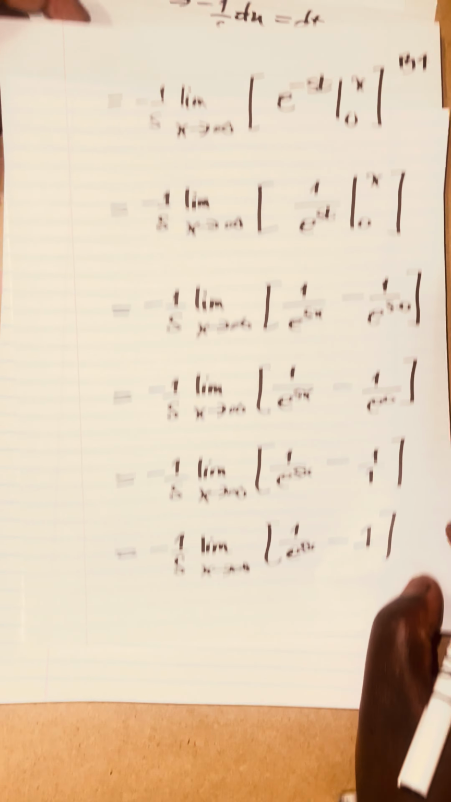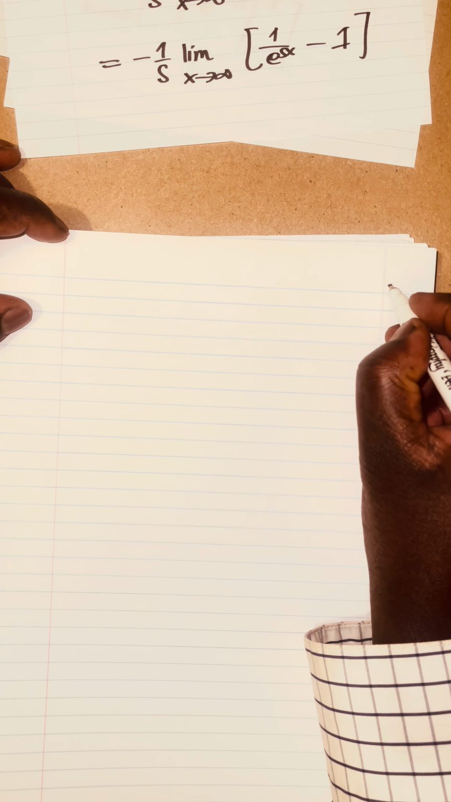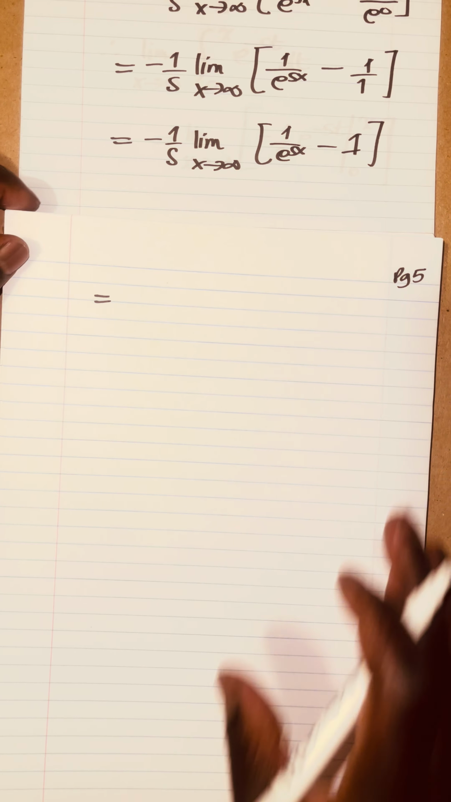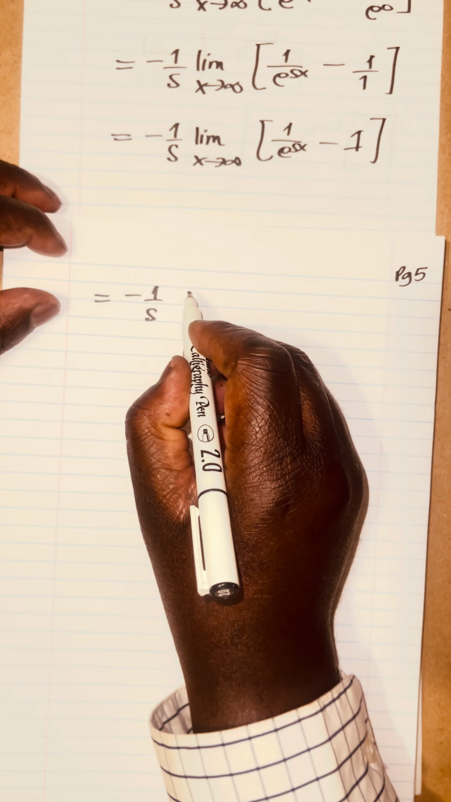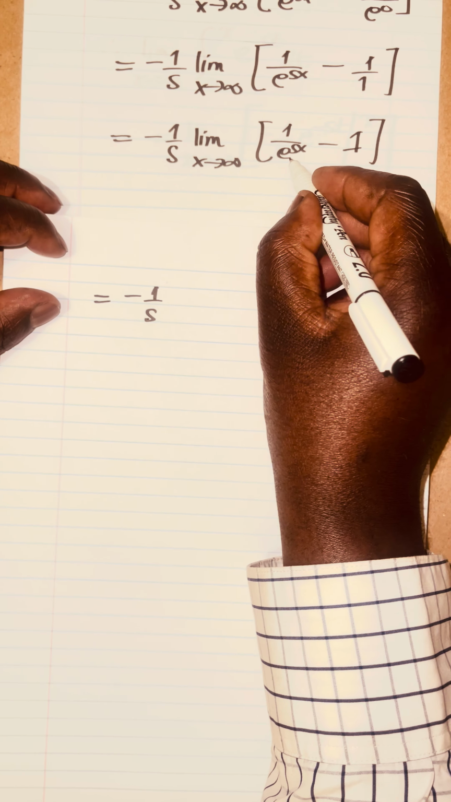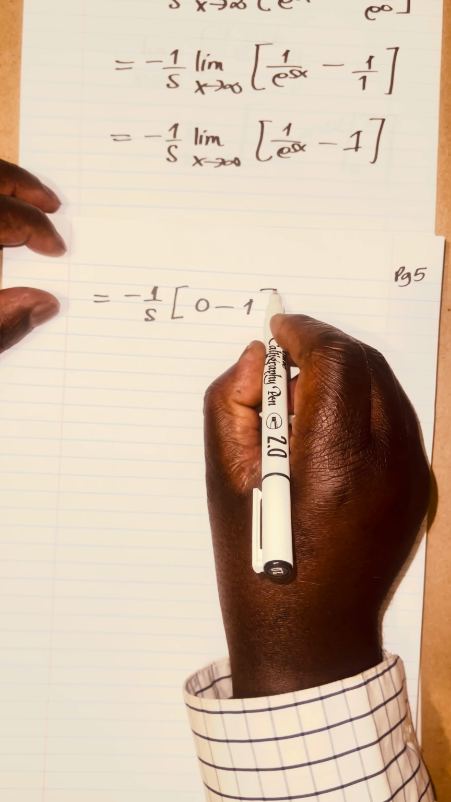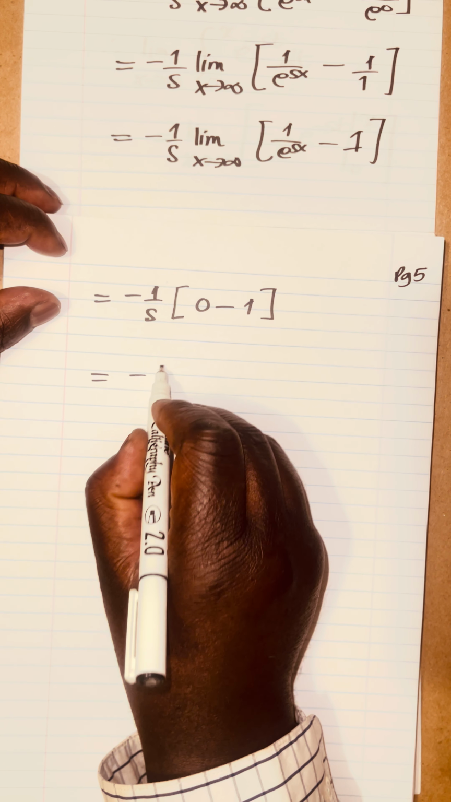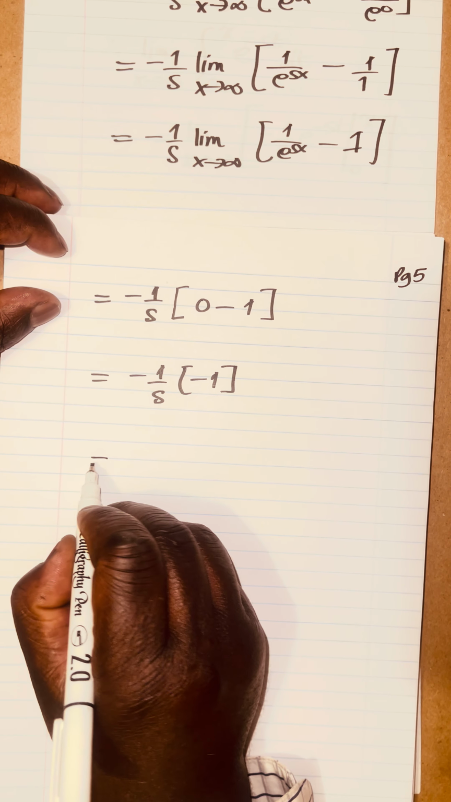So let's complete this on page 5. So we're saying basically that expression, put these papers together. I'm taking my time here. I want you to make sure you understand what's going on. So this is going to be minus 1 over s times the limit, and we're taking the limit already, so we're just going to say times 0 minus 1. And what does this simplify to? This is minus 1 over s times minus 1, and you agree with me that this is just 1 over s.